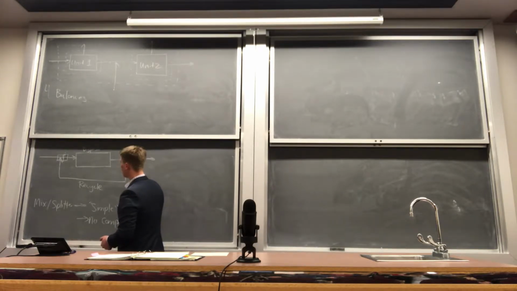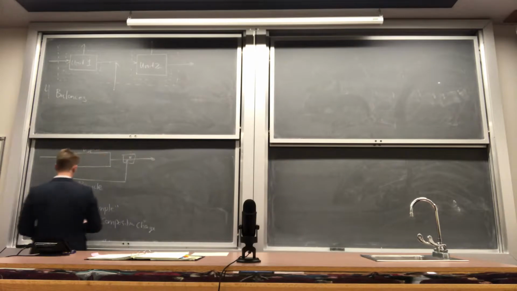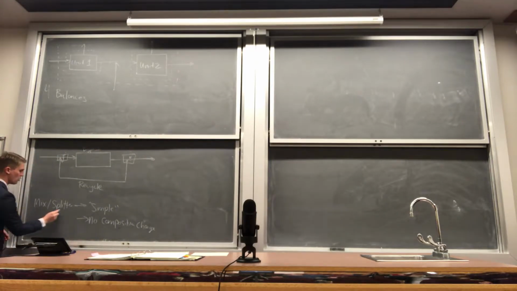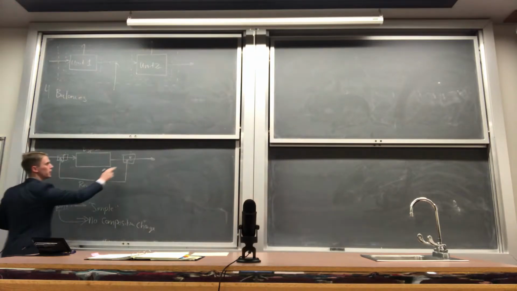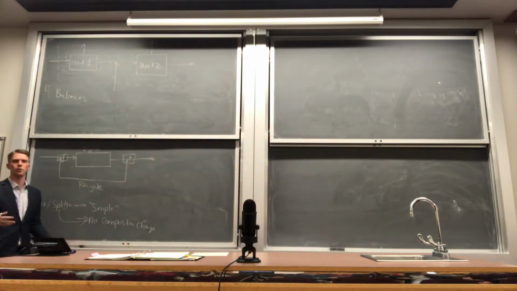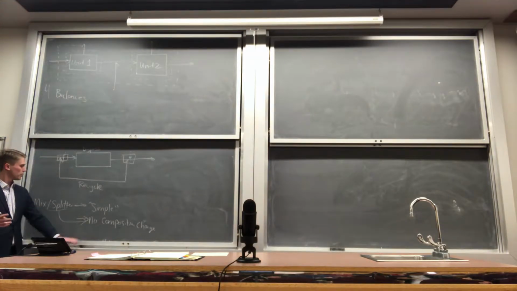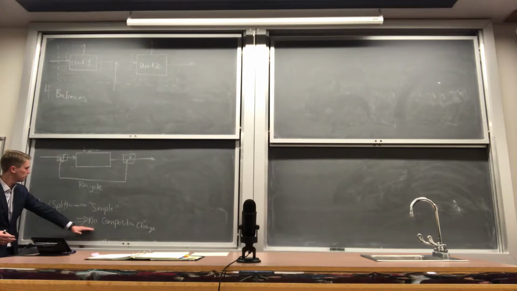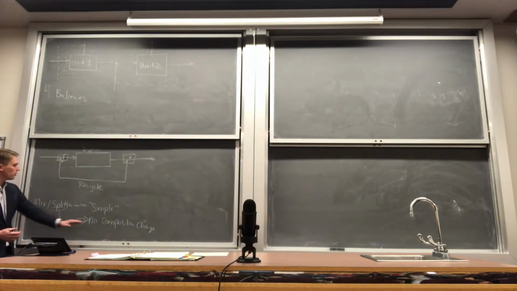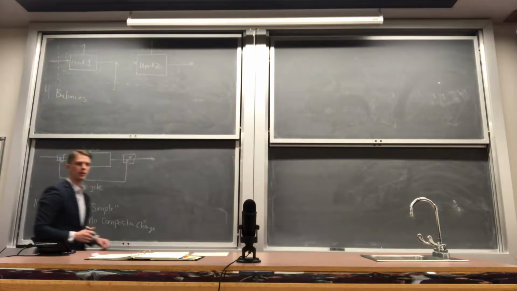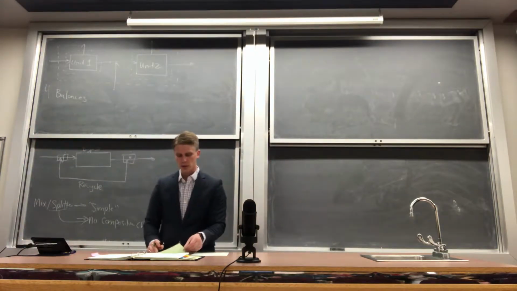So wait, hold on, this is a bit confusing. A splitter will have no composition change. But a mixer may have composition change because you could be mixing two different streams of two different compositions. But there's no reactions, there's no separations going on. So yeah, that was a confusing way to put that. So a splitter, no composition change. A mixer, it's still a simple unit because there's no fancy separations going on on the inside.